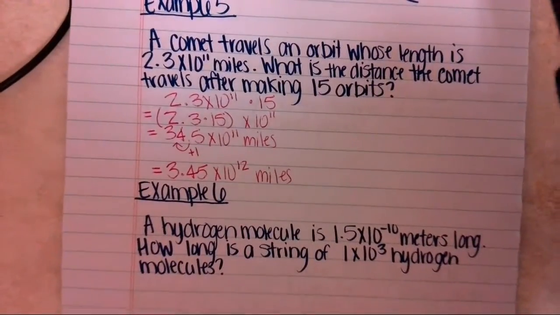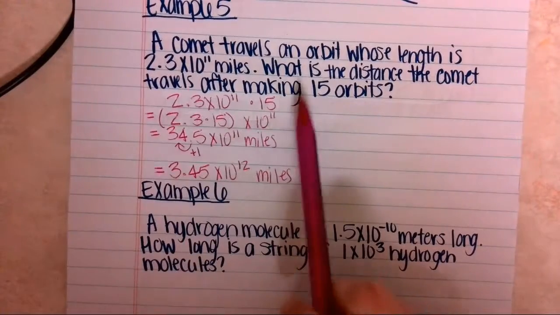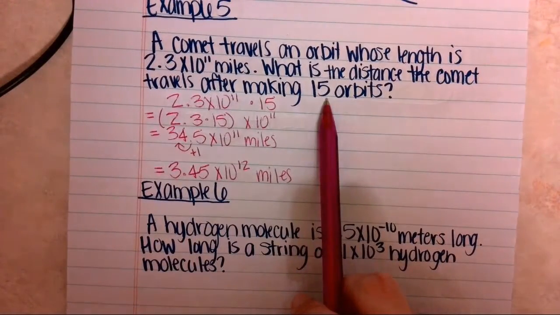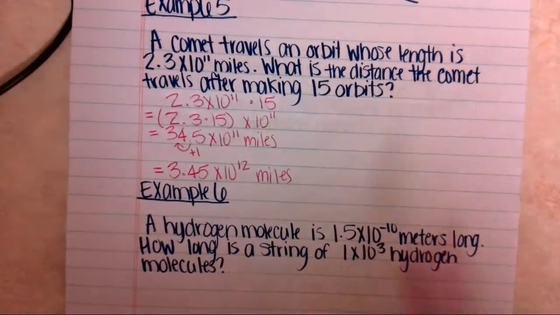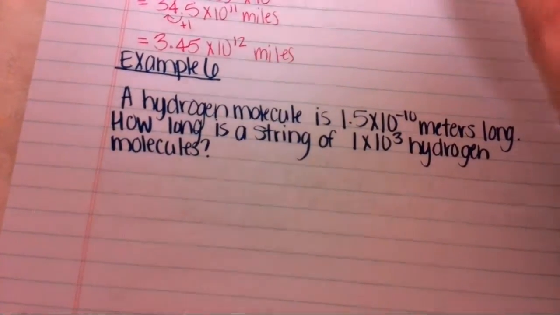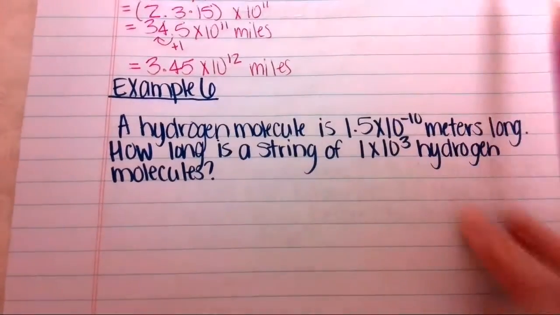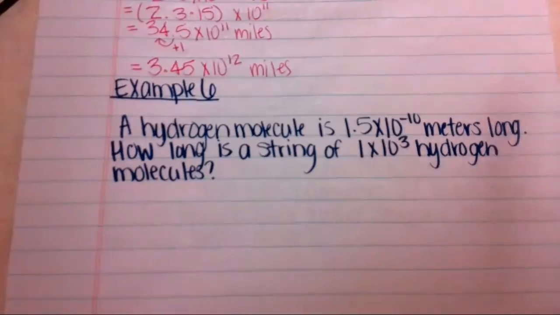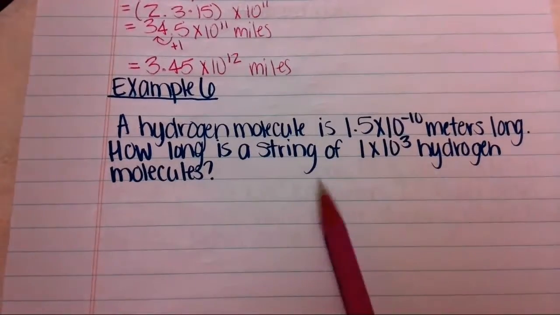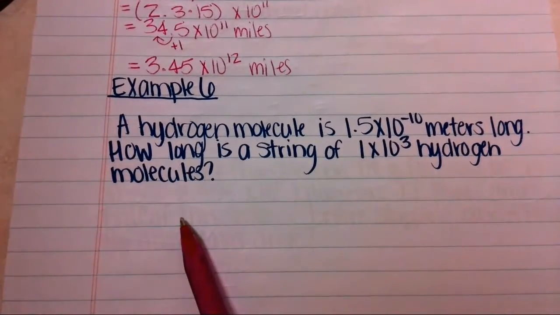Okay, before I talk about the next one, a great thing about these is that sometimes with multiplication, we have scientific notation times a regular number, and sometimes we end up with two scientific notations. So let's look at example 6. A hydrogen molecule is 1.5 times 10 to the negative 10 meters long. How long is a string of 1.3 times 10 to the third hydrogen molecules?